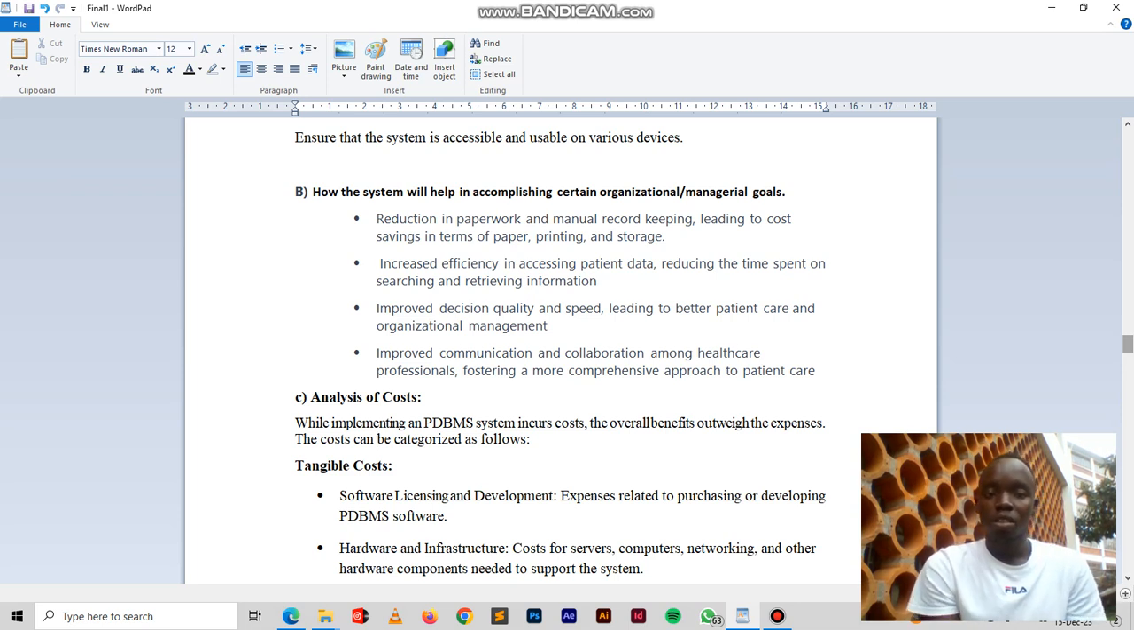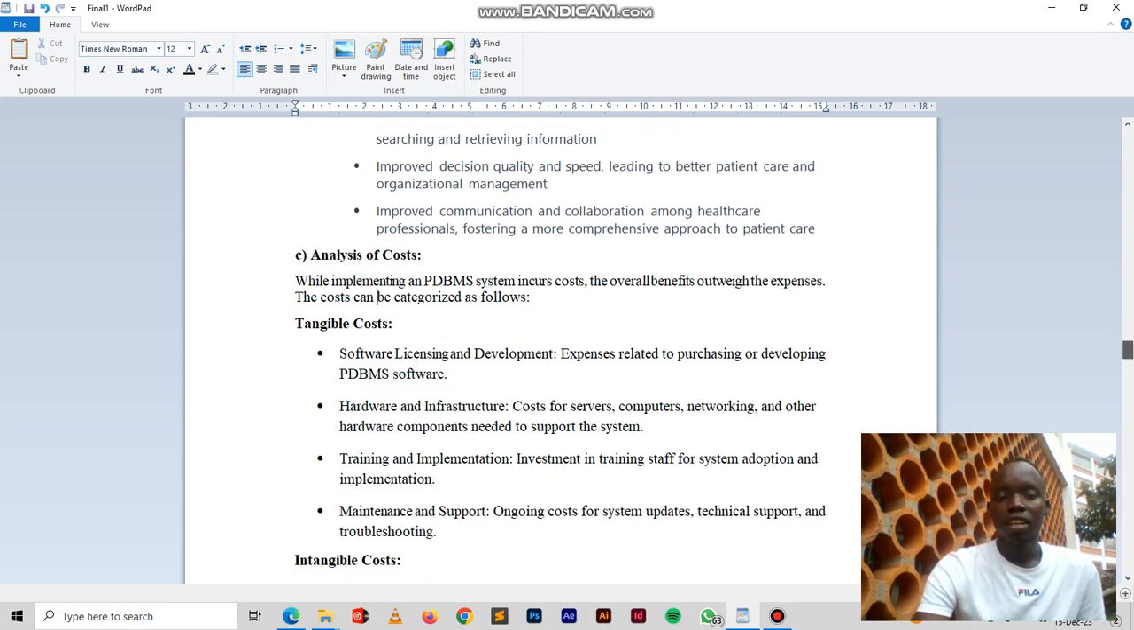and part of the question is how the system will help in accomplishing certain organizational managerial goals. This system will help in reduction in paperwork and manual recording, leading to cost savings in terms of paper, printing, and storage, since all the information is going to be saved in the servers. It increases efficiency in accessing patient data, reducing time spent on searching and retrieving information. There's also improved decision making and speed, leading to better patient care and organization management.